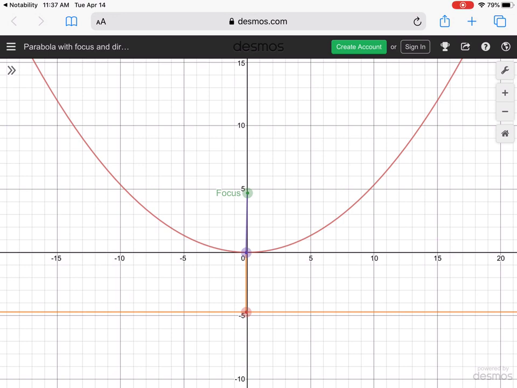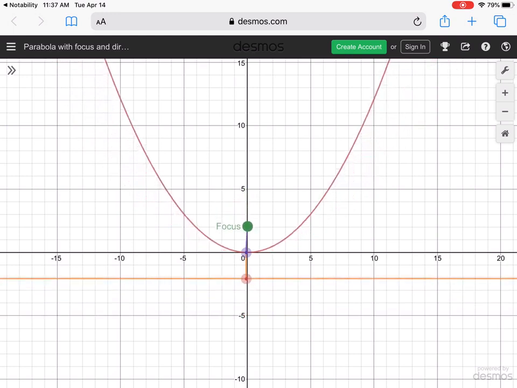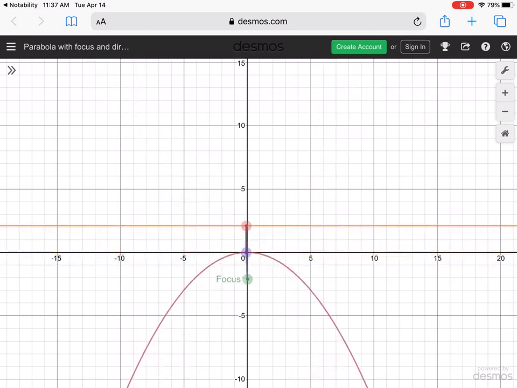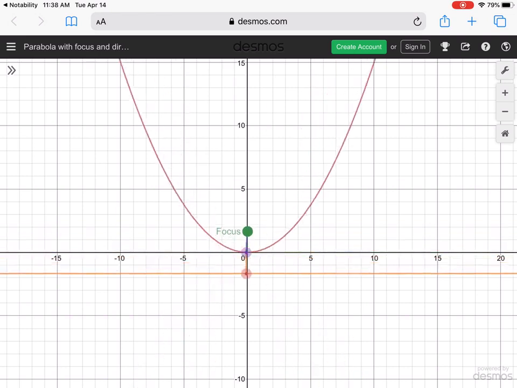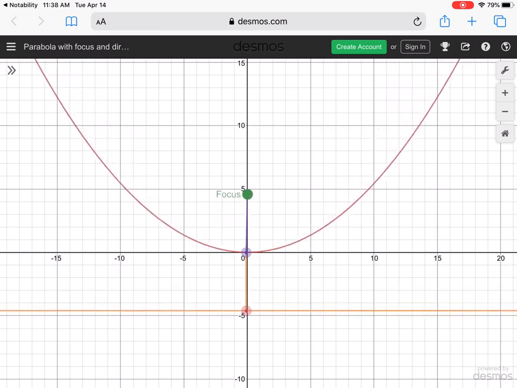I want to change up a few things. What if I move the focus closer? Notice what's happening to the directrix. They're both 2 units away from the vertex. And then if I were to flip it over, I want you to notice where the focus is. The focus is always inside of the parabola. So if it's facing upside down, the focus is inside the parabola, and the directrix is on the outside. The directrix never crosses the parabola. So again, I'll move it up here. Focus is on the inside, directrix is on the outside, and they are exactly equidistant apart.